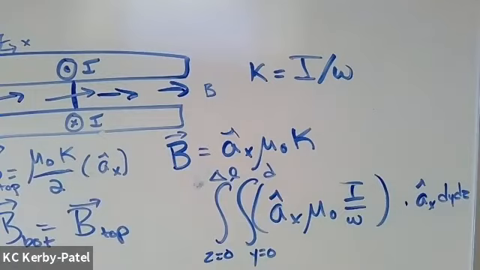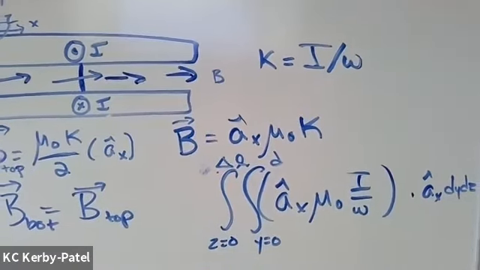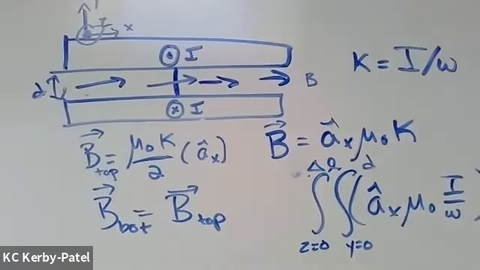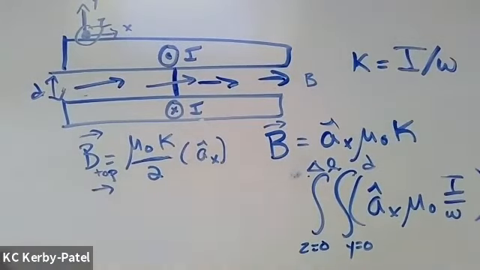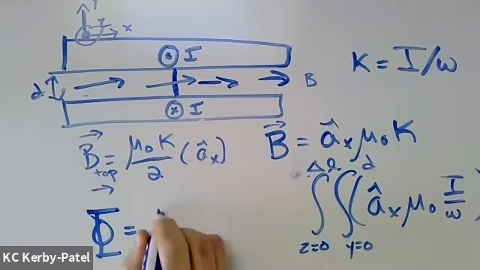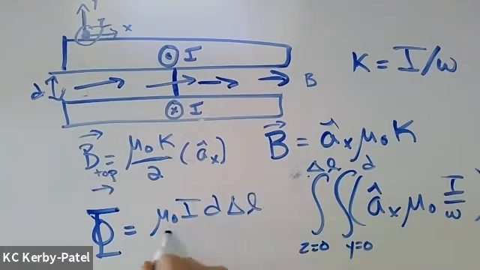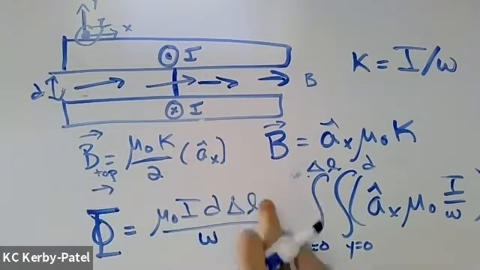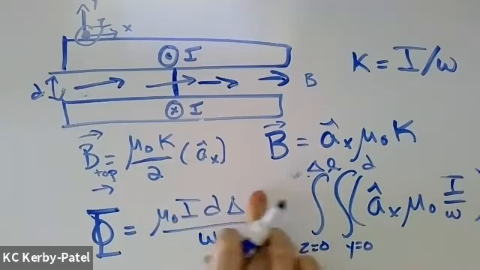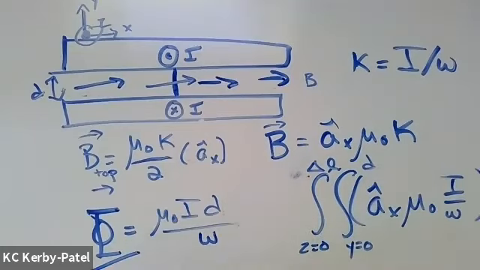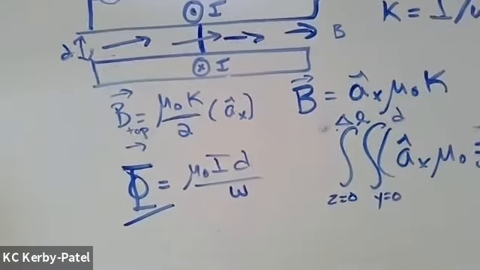That's it. And nothing in here depends on y or z, so I just get a factor of delta L and a factor of d there. So my total flux is mu naught I d delta L over W. And since I wanted the flux per unit length, I take delta L out of here and I put it over there.